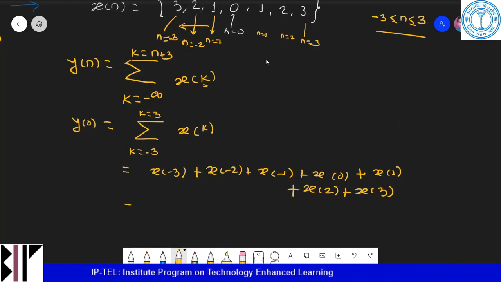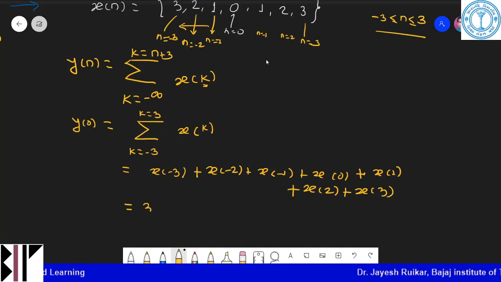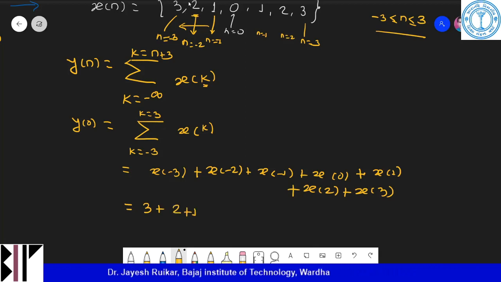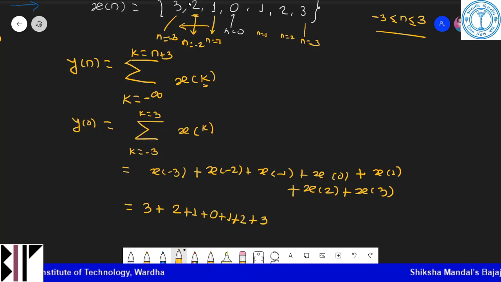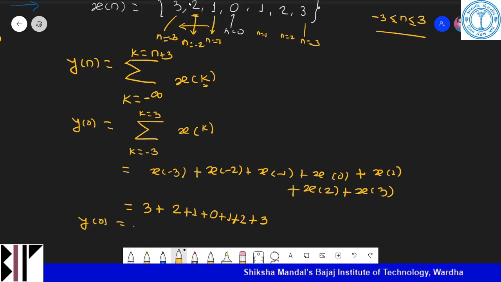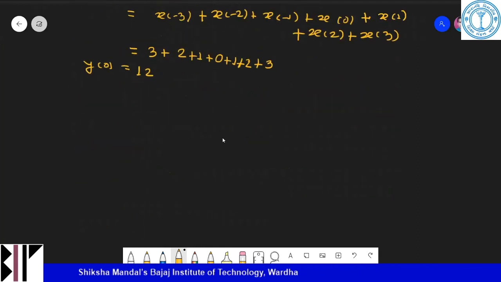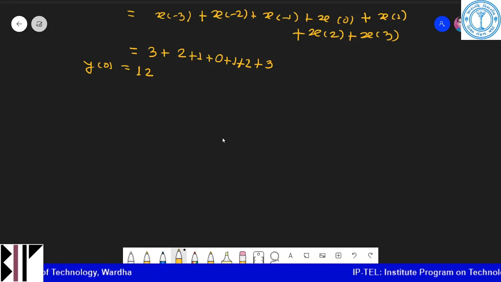So let us write down again. The x of minus 3 value has been given, that is 3. Then x of minus 2, so this is your x of minus 2 value. So 3 plus 2 plus 1 plus 0 plus 1 plus 2 plus 3, and when you add this, you will get y of 0 equals 12. Okay, now similarly you have to find y of 1.